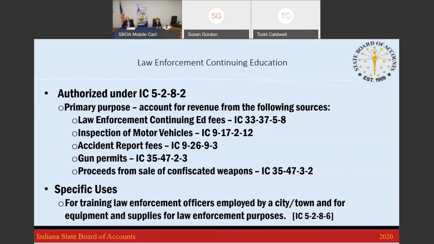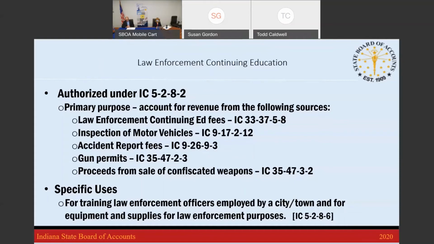Next up is the Local Law Enforcement Continuing Education Fund. It's authorized under Indiana Code 5-2-8-2. It's used to account for fees from local law enforcement continuing education fees, motor vehicle inspection fees, accident reports, gun permits, and any proceeds from the sale of confiscated weapons. Those all go into your law enforcement continuing ed fund.